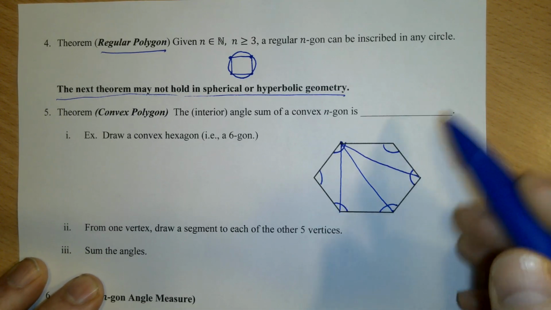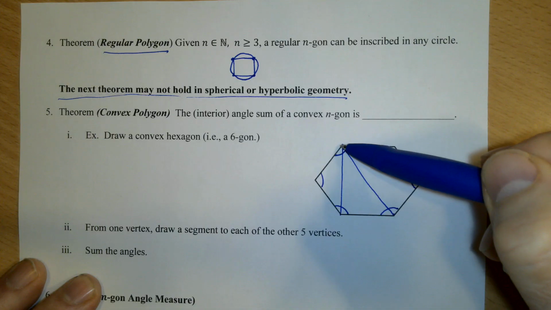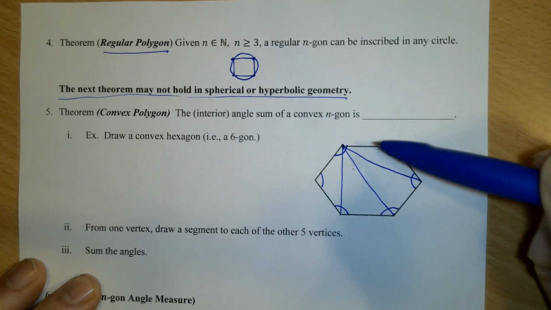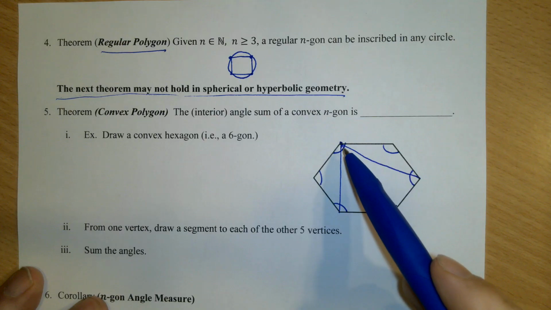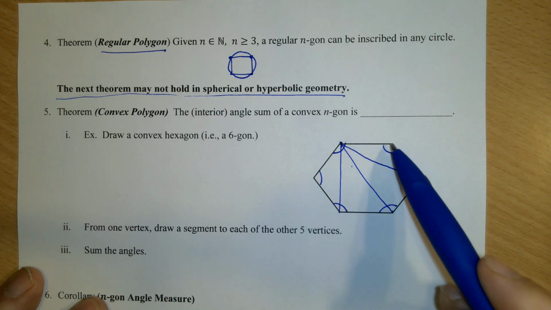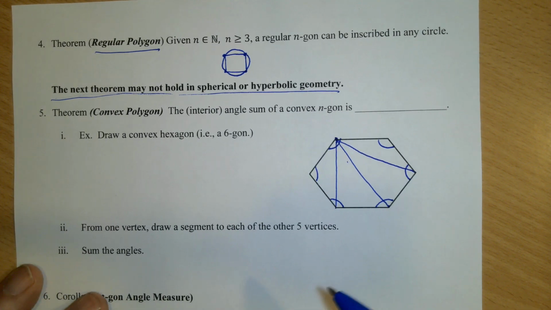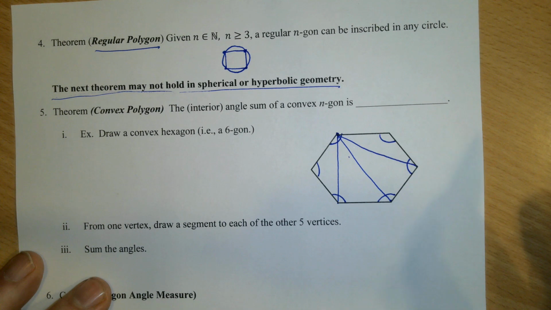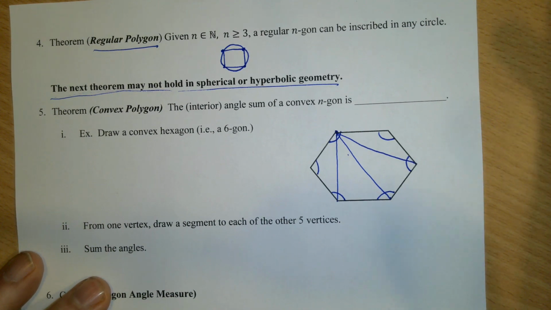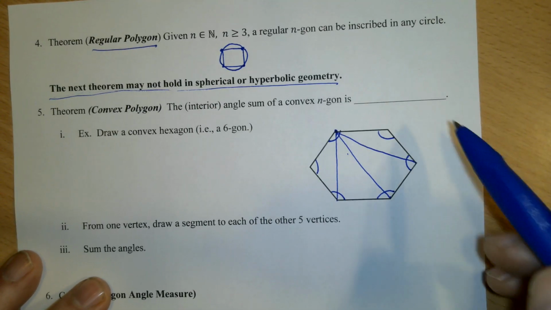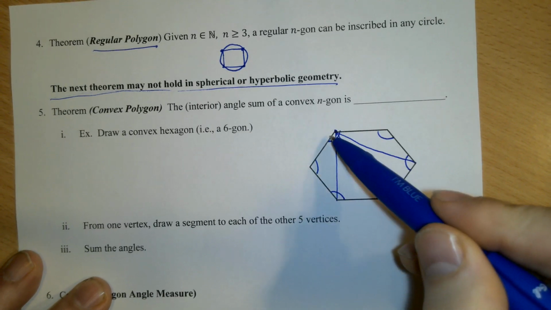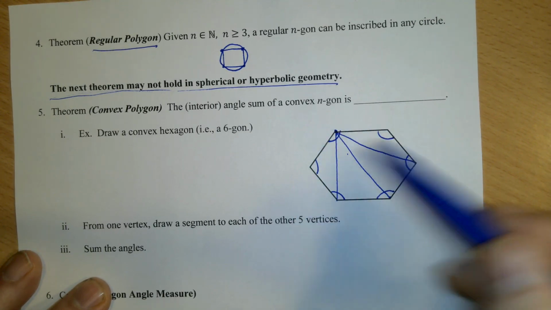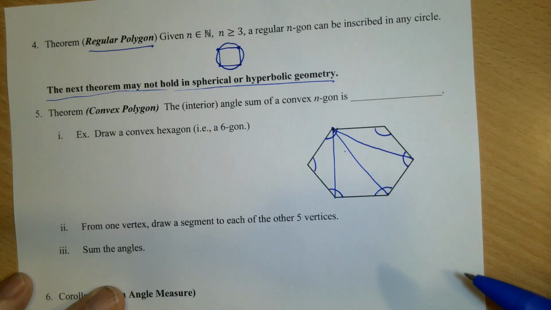Now, it doesn't matter which vertex you pick. I picked this one, and I drew 1, 2, 3, 4, 5. There are 5 line segments starting here, connecting to each one of the other vertex points, the corner points. Now we're going to add up the angles. Well, how does that help us? What is this angle plus this angle plus this angle plus this angle plus this angle plus this angle? You're adding up all 6 interior angles.